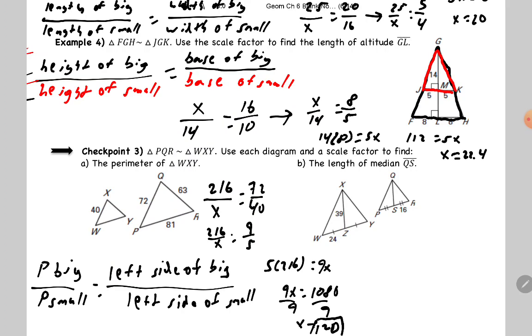All right, let's move on to this last problem here. The length of the median. These tick marks mean that this is 24 and that's 24. That's 16 and that's 16. That means this whole thing is 48 and that is 32.